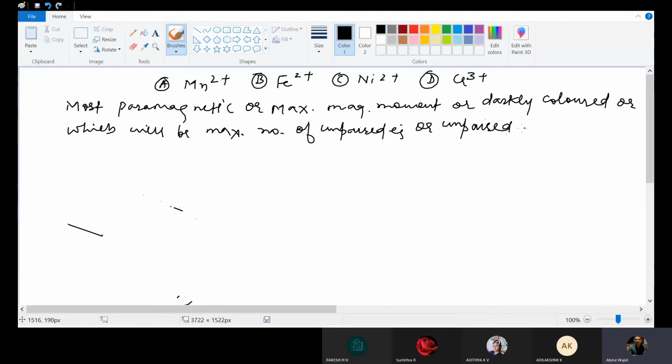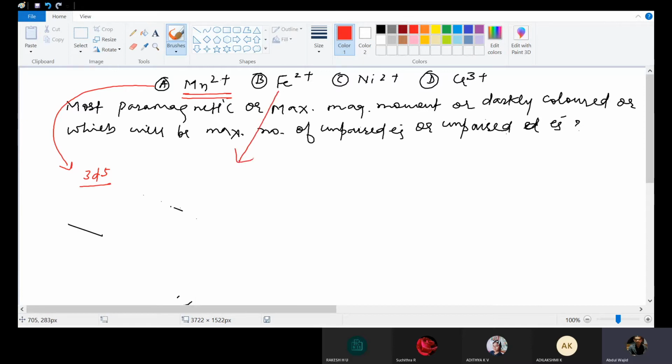Both can be two different things: unpaired d electrons or unpaired electrons. See what Mn2+ is. Mn2+ is 3d5. Mn is 25, and 25 means 4s2 3d5. After losing 2 electrons from the 4s subshell, it will be having 3d5 only.